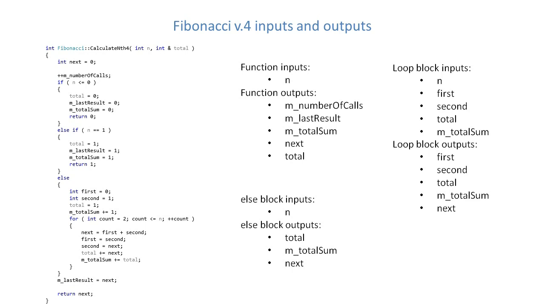A block has access to the variables in its outer scope, so a small piece of code can have access to a large amount of data. This can be seen in the example function. The function itself has 1 input and 5 outputs. The else block has a smaller number of outputs. The loop block has 5 outputs, some of which are also function outputs.